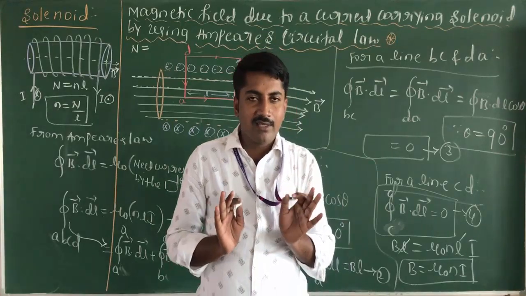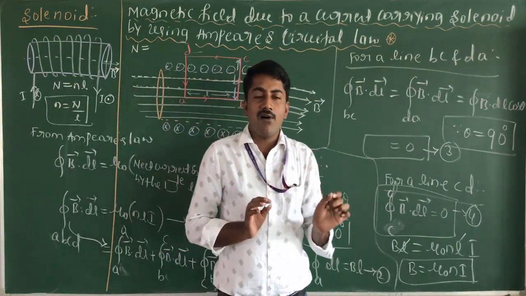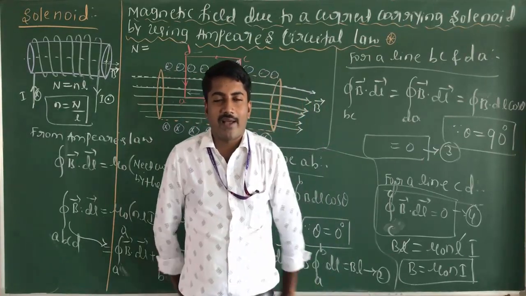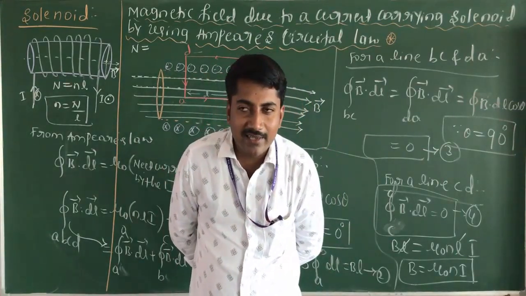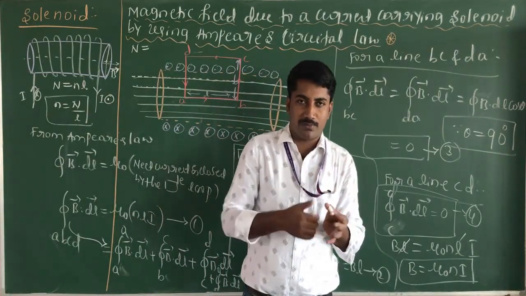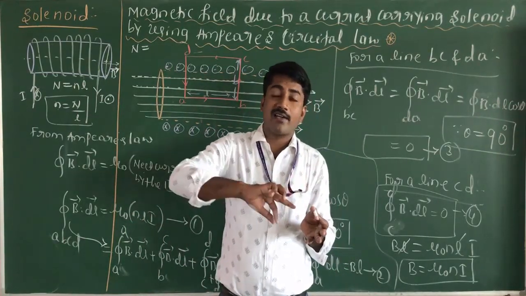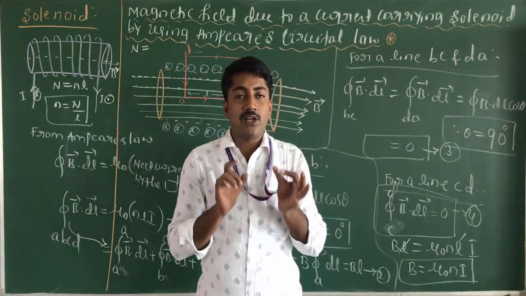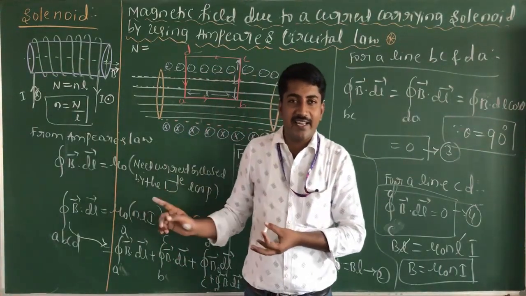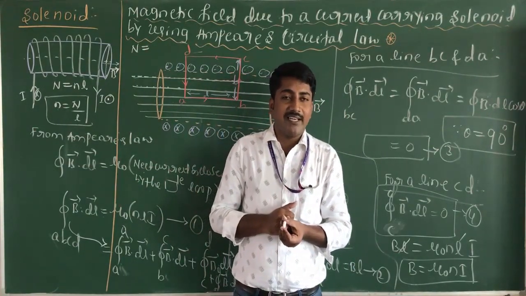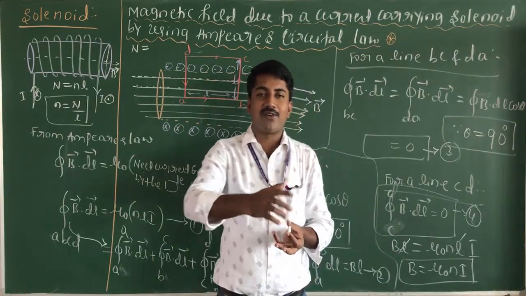What is a solenoid? A solenoid is a long cylindrical coil. It consists of closely packed current carrying circular loops, and then it is called a solenoid. If the length of the solenoid is greater than its radius, then it is called an ideal solenoid. Then the magnetic field outside the ideal solenoid is 0.